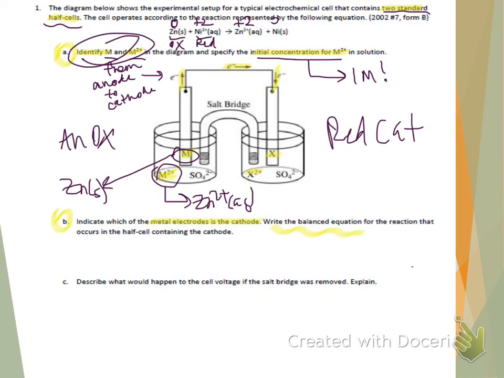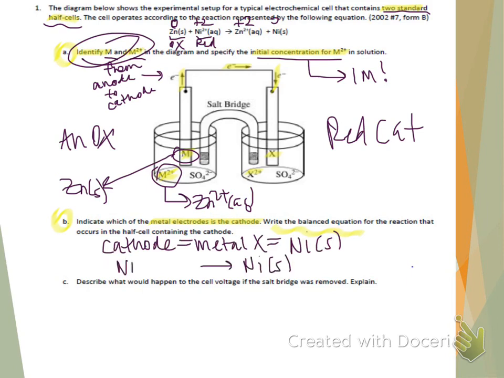We have reduction happening at our cathode. The cathode is the element being reduced, which is nickel. So nickel must be our metal at the cathode. At the cathode, we have reduction, so we need to show that gain of our nickel 2+ of 2 electrons to form the solid nickel.